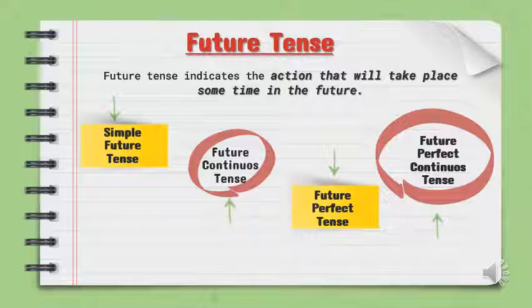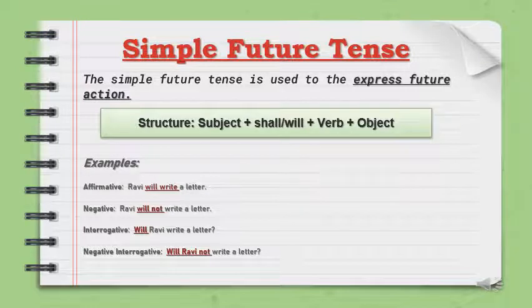Furthermore, future tense has four forms: simple future tense, future continuous tense, future perfect tense, and future perfect continuous tense. Come on, let's start with the simple future tense. Simple future tense is used to express any future action. The structure of the simple future tense is as follows: subject plus shall or will plus verb plus object.